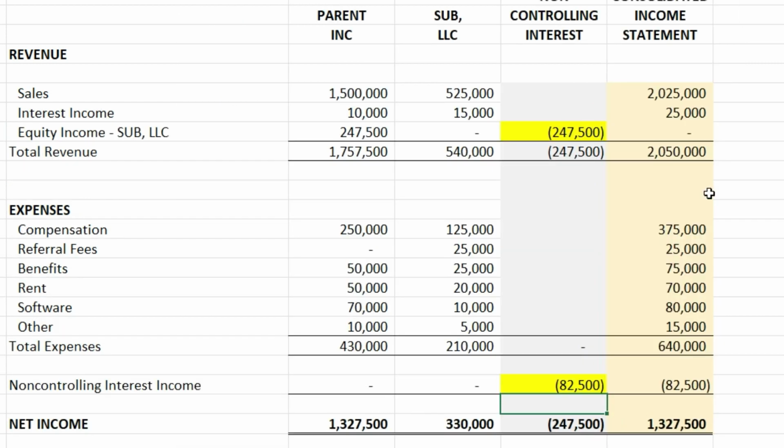And one thing you'll notice is net income of the parent and of the consolidated entity are identical. The reason for that is the parent has effectively already layered in the results of sub LLC through equity method accounting. But when we consolidate the two together, we need to, one, back out the equity method accounting, and then two, layer in the non-controlling interest income. The net result is the same net income of parent Inc. and the consolidated income. Next, let's go to the balance sheet.